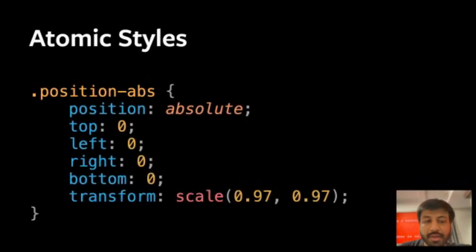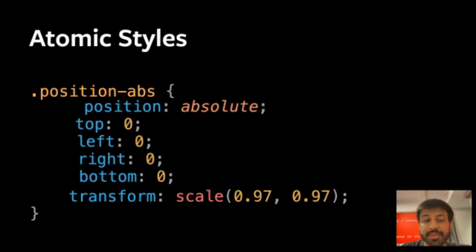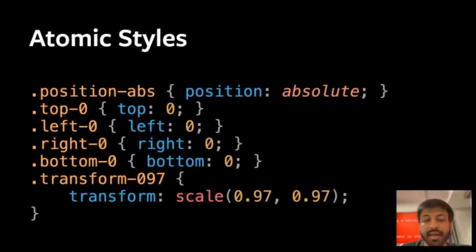Regular styles look something like this. You define a class name and you define a whole bunch of properties for it. But atomic styles flips that on its head and gives you one class name for each property. At first, this may seem wasteful, but in production, this ends up saving you a whole bunch of bytes.